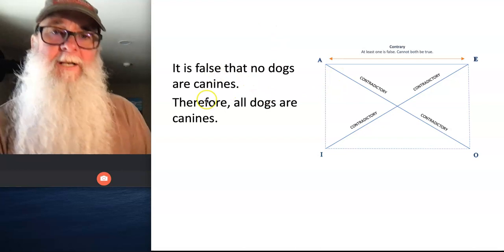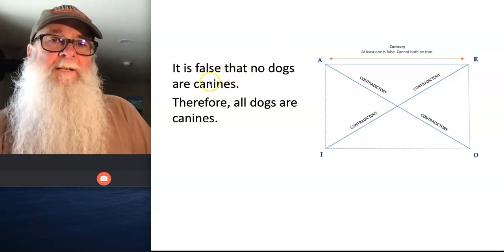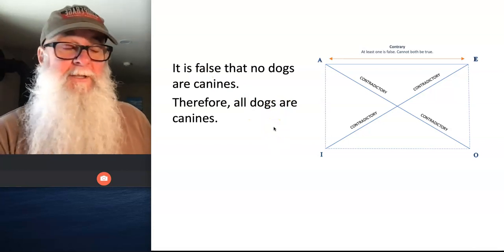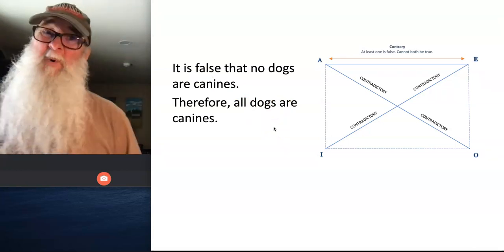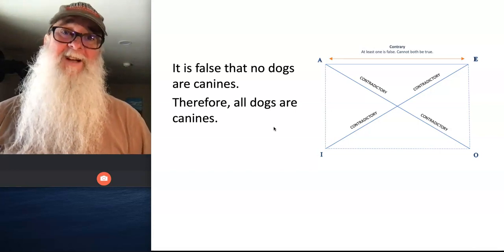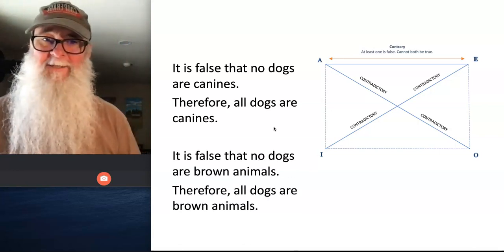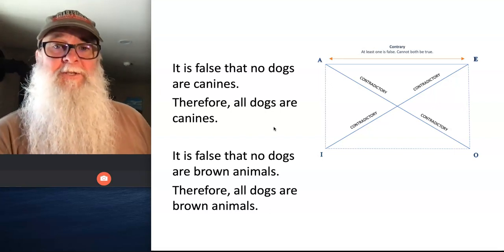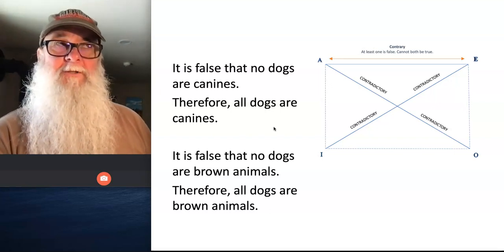Okay, so this argument might trip us up because we can see that both the premise statement and the conclusion statement are true. But it's just out of coincidence. It's not because of anything logical that's going on here. And you can kind of see that in this rendition of a similar argument. It is false that no dogs are brown animals, therefore all dogs are brown animals?